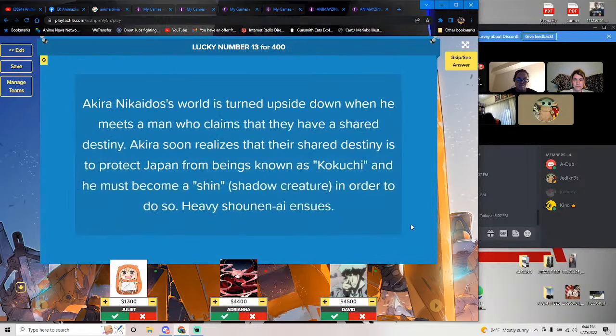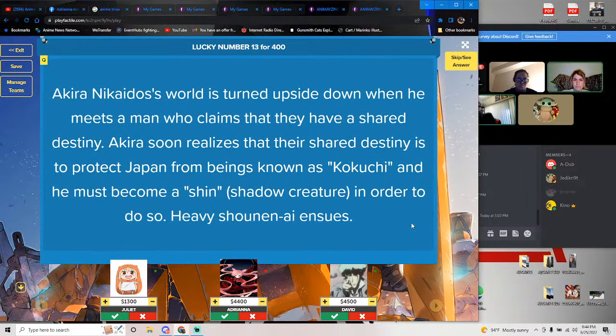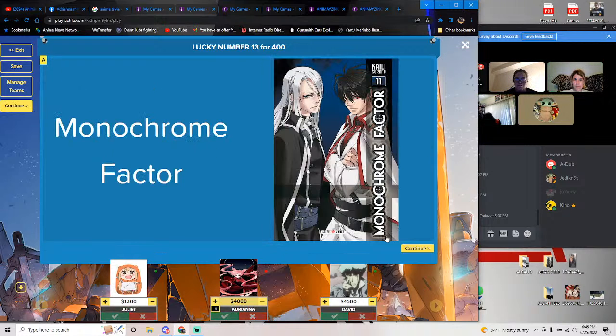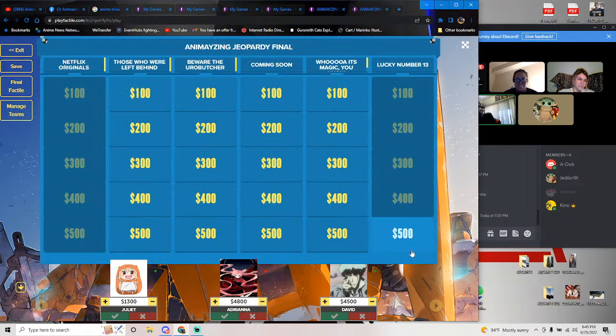13, 400. Akira Nikaido's world is turned upside down when he meets a man who claims that they have a shared destiny. Akira soon realizes that their shared destiny is to protect Japan from beings known as Kokuchi, and he must become a Shin, or shadow creature, in order to do so. Heavy shonen ai ensues. Adriana. What is Monochrome Factor? Yes. Heavy shonen ai. You can thank my wife for that one. Ooh, use this one.